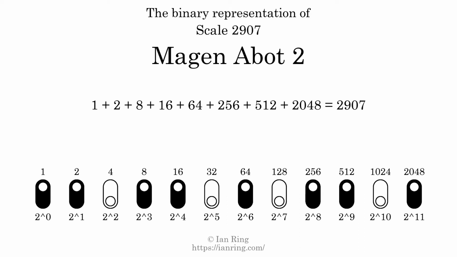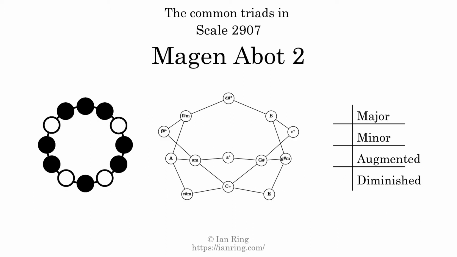2907. The scale number not only enumerates the scale with a unique index, but it also literally describes the tonal content of the scale. Represented as a binary number in base 2, the scale number is 101101101111. Here are the common triads present in this scale.